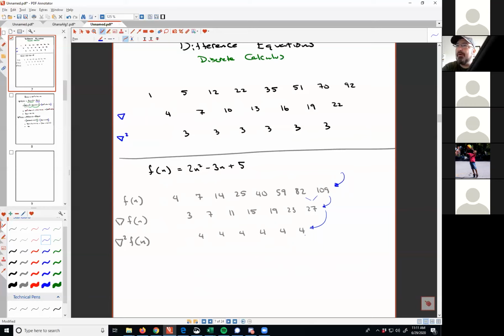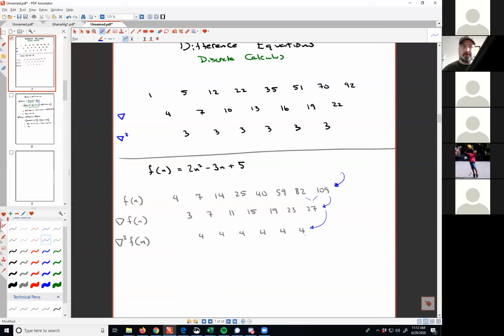And if you have a third degree polynomial, here's the thing, every difference will reduce the degree of the polynomial by 1. So the differences of cubic sequences will be quadratic. The difference between consecutive terms of quadratic sequences will make an arithmetic sequence. And the difference between the terms of an arithmetic sequence makes a constant sequence.